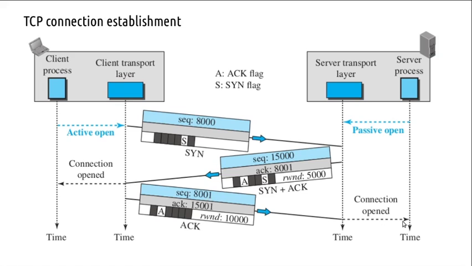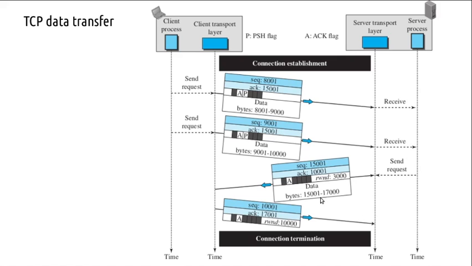The connection is established. Now the data transfer can take place. The data transfer takes place like this. So the connection establishment is over. You will send a segment with data bytes, and it should be acknowledged.